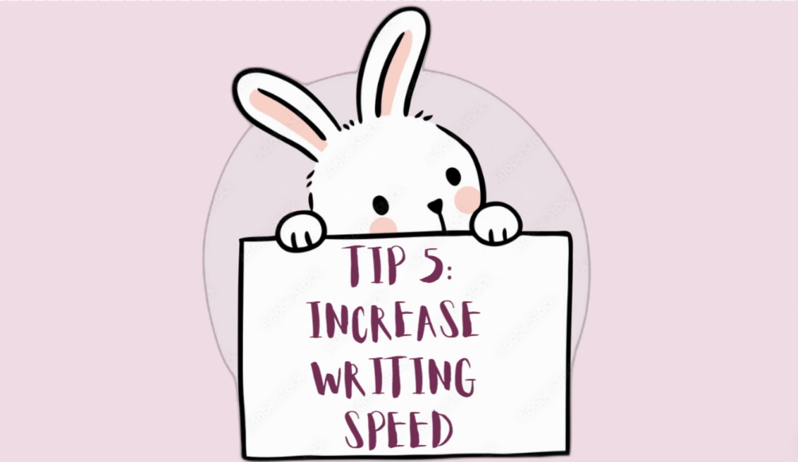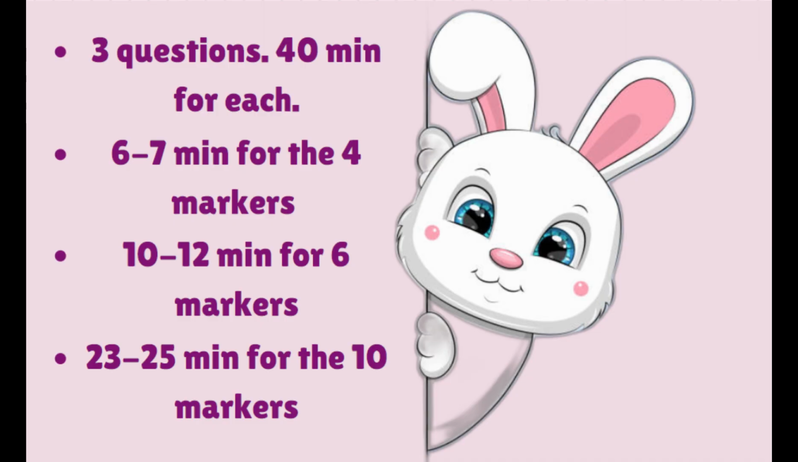Number 5. Increase your writing speed. Writing speed is key. Especially for world history, where long answers matter a lot, it would require a very fast handwriting speed. The time given for the world history paper is 2 hours, with 3 questions. That would mean 40 minutes for each question.